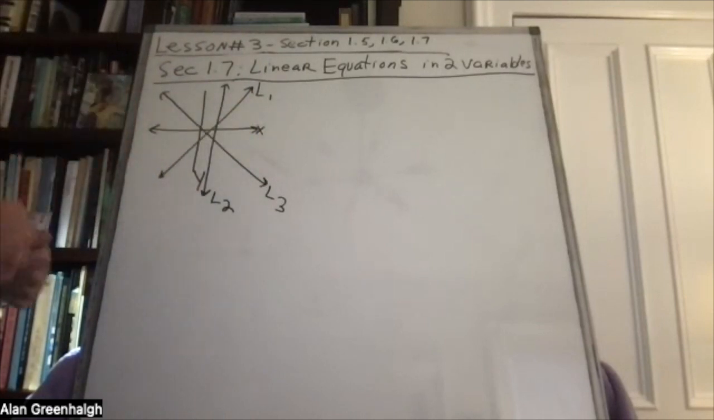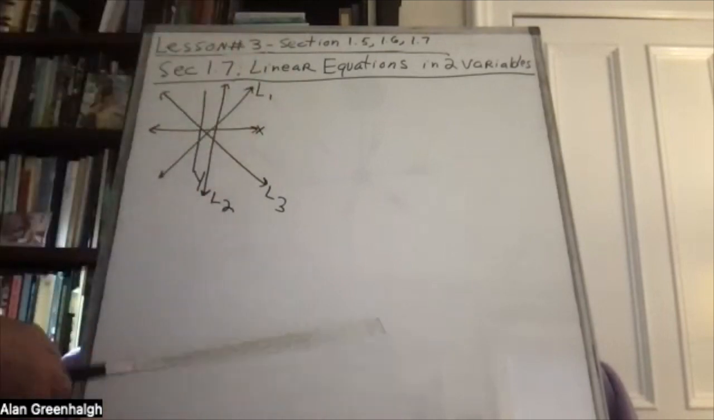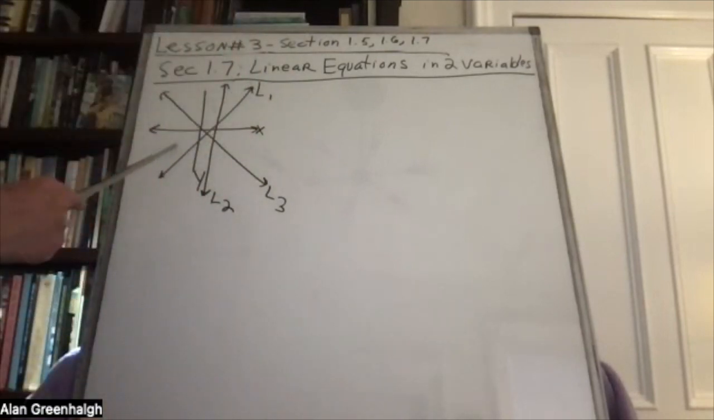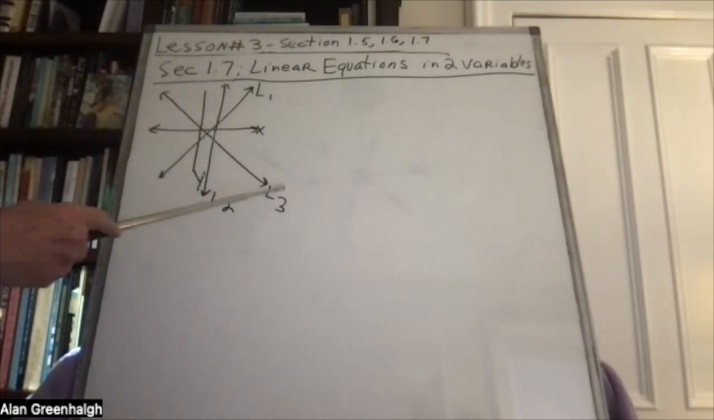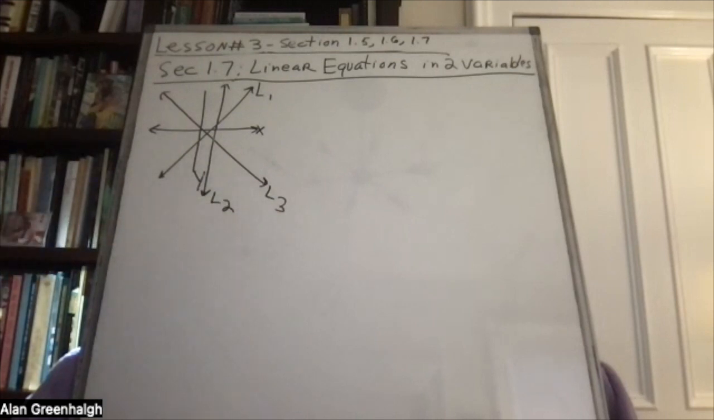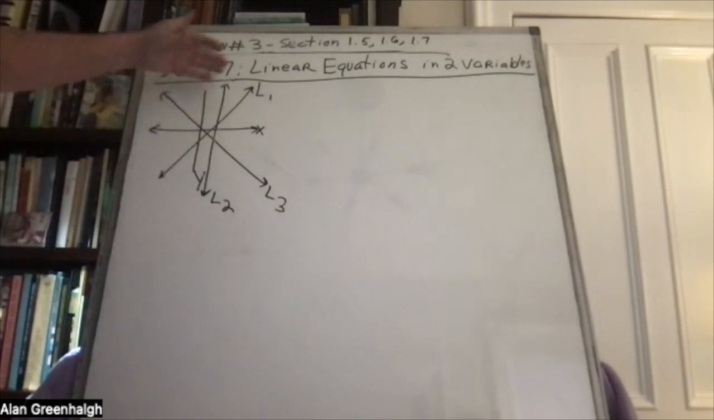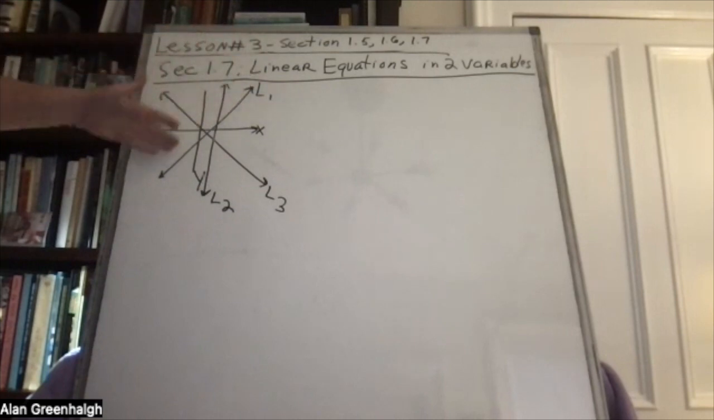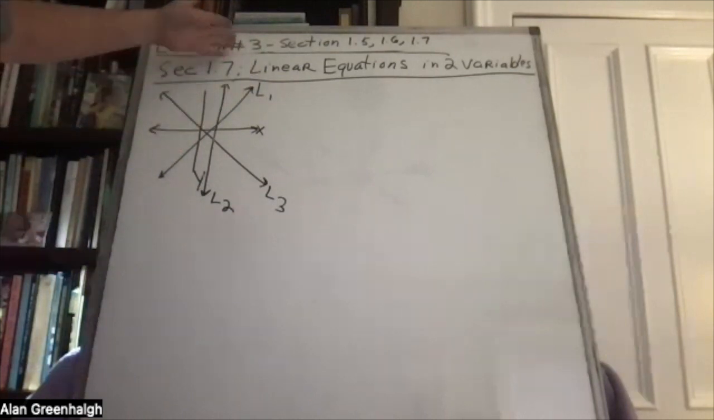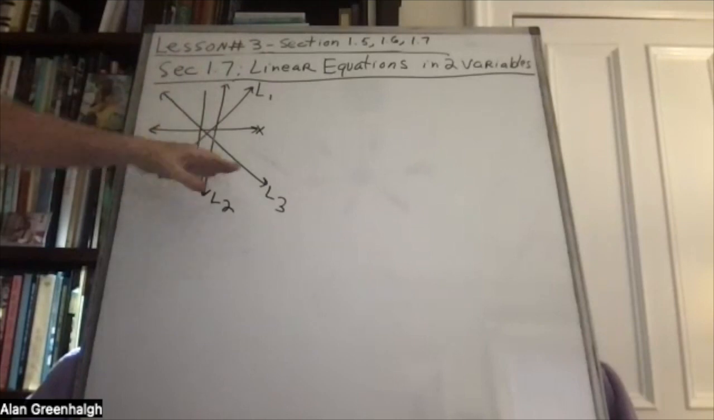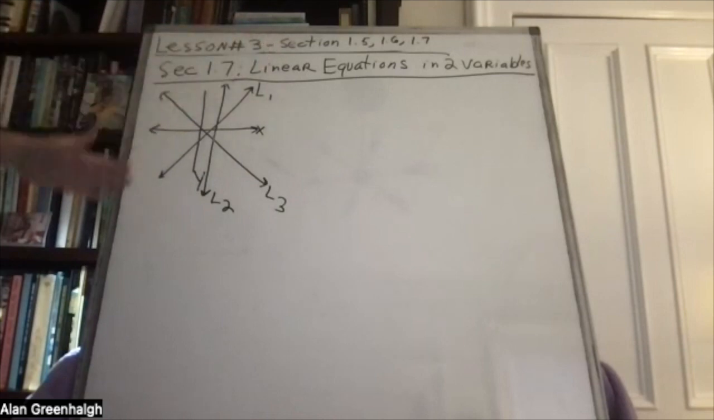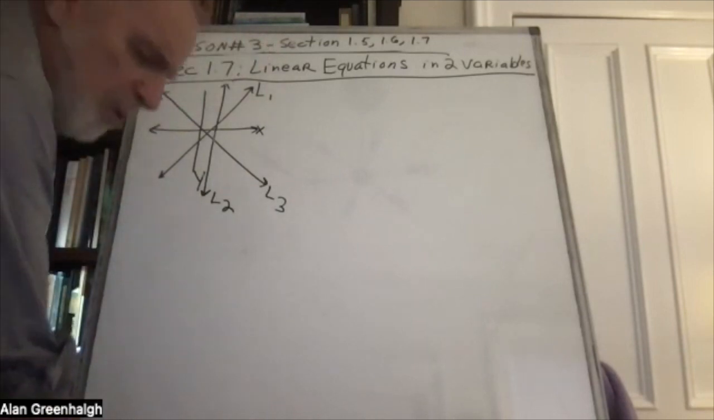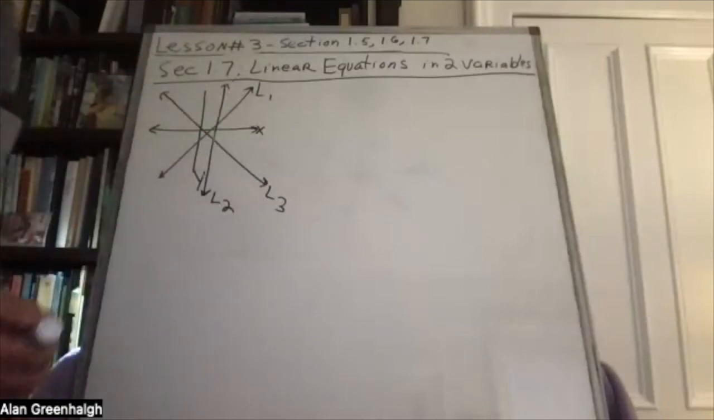and I drew three lines. I drew L1, which looks like that, L2, which is very steep, and L3, which is actually going in a totally different direction. Why are some lines very, very, kind of normal looking, and some lines very, very steep? Why do some lines go to the right and some go to the other side? That's what we're going to be analyzing today.